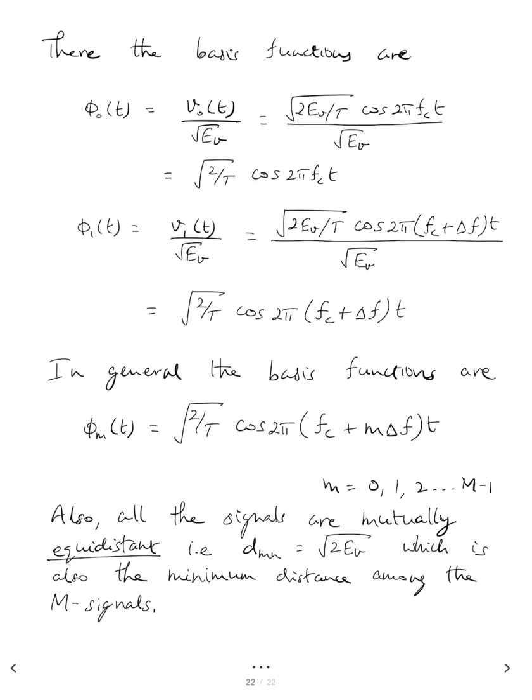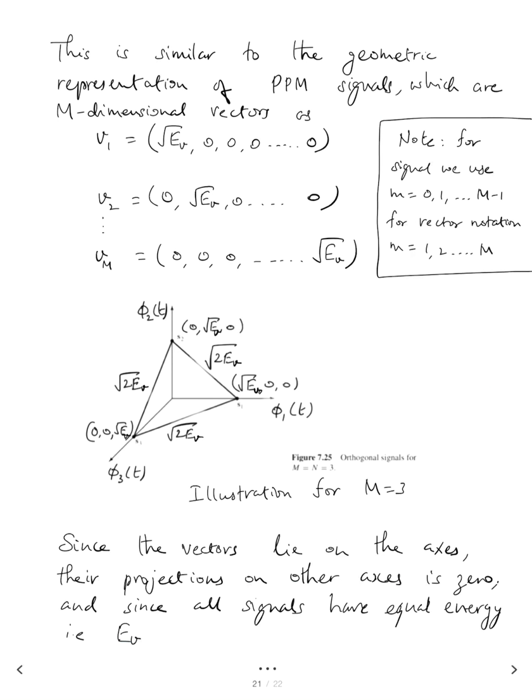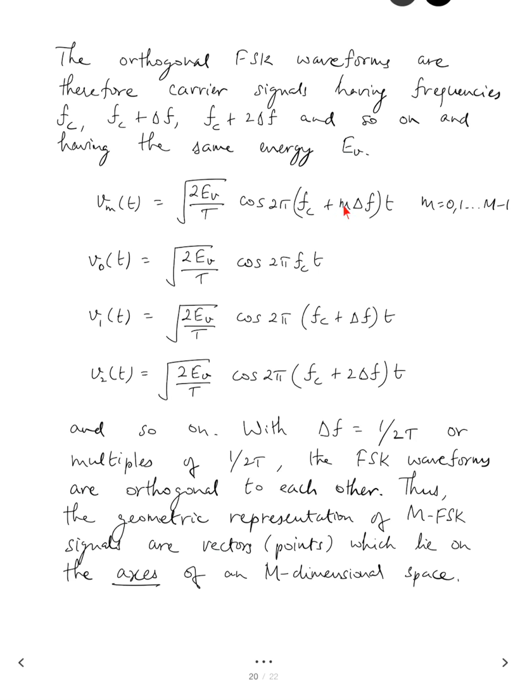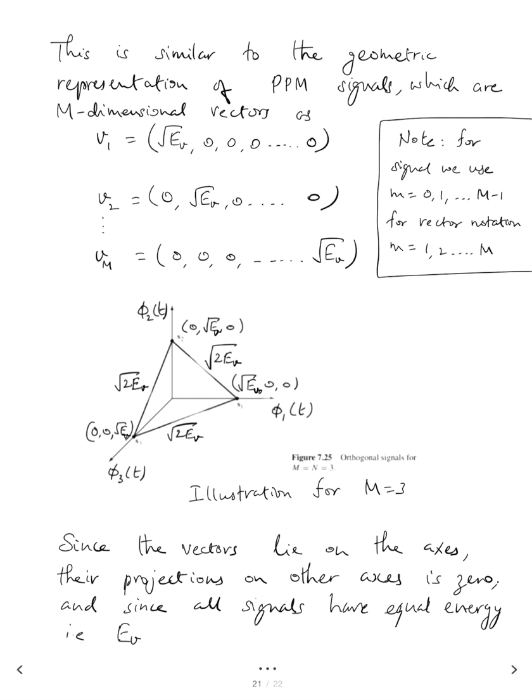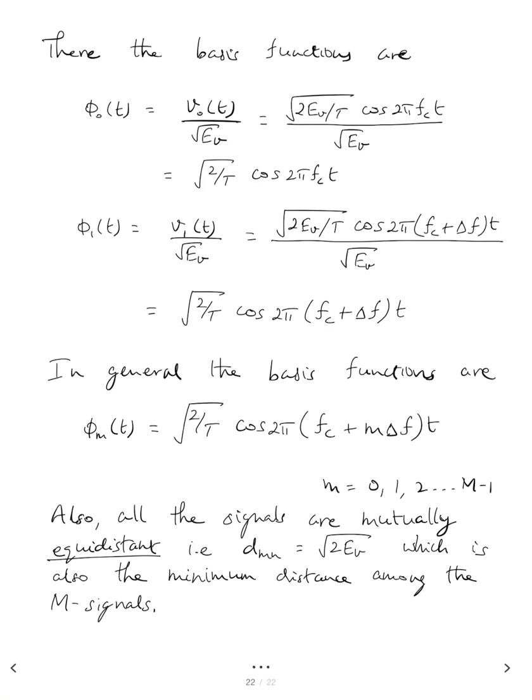Just for the notation, we call this phi 0, phi 1 rather than phi 1, phi 2, because we use fc plus m delta f. If you see m delta f, it makes it convenient to go for m from 0 to M minus 1 rather than from 1 to M. Either way it's the same. It's just the notation and the way you interpret it.